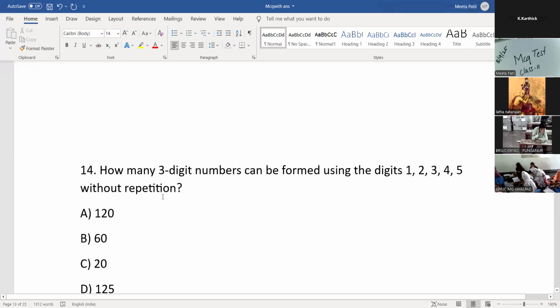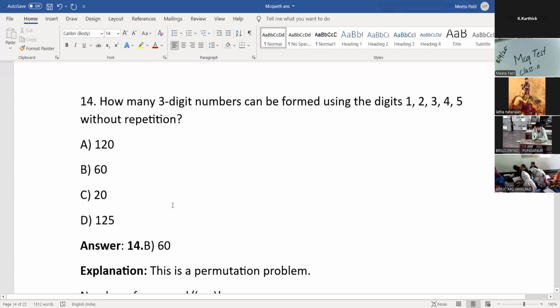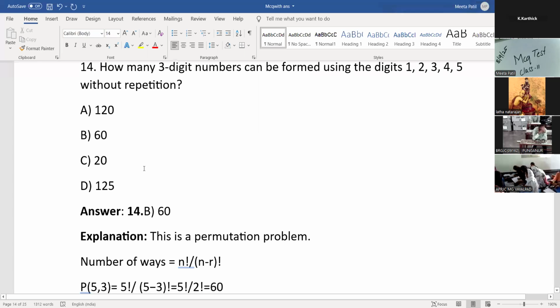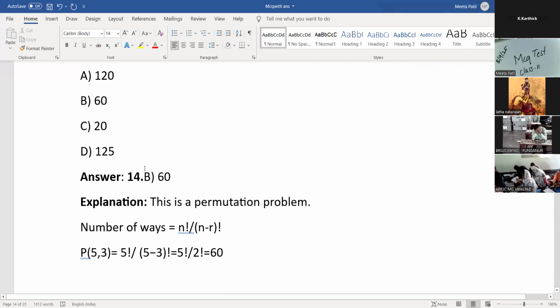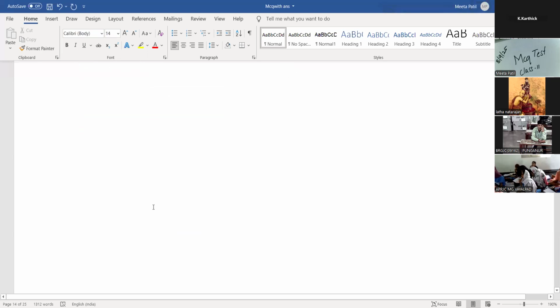For the 14th question, how many 3-digit numbers can be formed using the digits 1, 2, 3, 4, 5 without repetition? For this, we already have the formula. What is that formula? nPr = n! / (n - r)!. If you solve this, you put n = 5 and r = 3, and you will get the answer as 60. So option B is the correct answer.